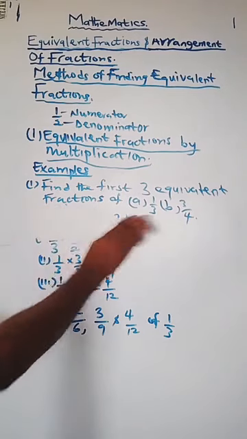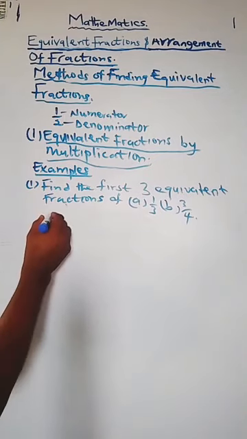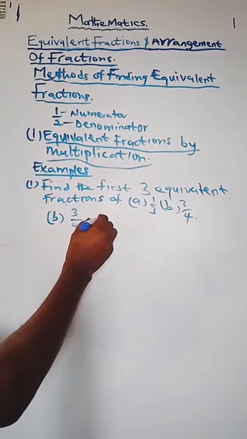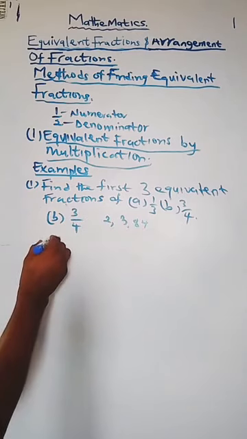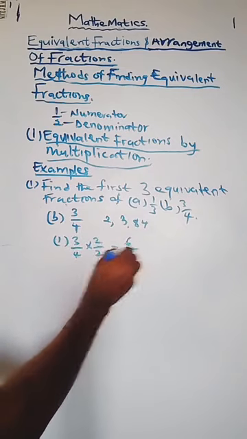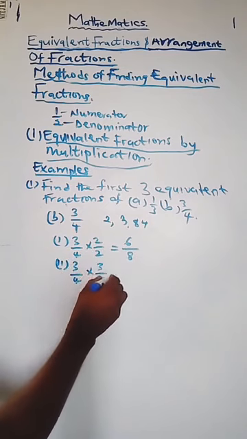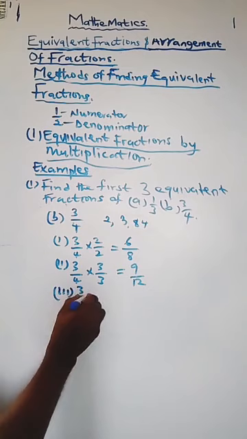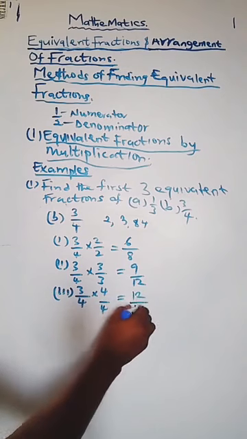Now let's look at question B. Question B says, find the first 3 equivalent fractions of 3 over 4. The same way, to get the first one, we multiply by 2, by 3, and by 4. So let's go. First equivalent fraction, that is 3 over 4 times 2 over 2. This is 3 times 2, 6. 4 times 2, 8. The second equivalent fraction will be 3 over 4 times 3 over 3. 3 times 3, 9. 4 times 3, 12. And the third equivalent fraction will be 3 over 4 times 4 over 4. 3 times 4, 12. 4 times 4, 16.